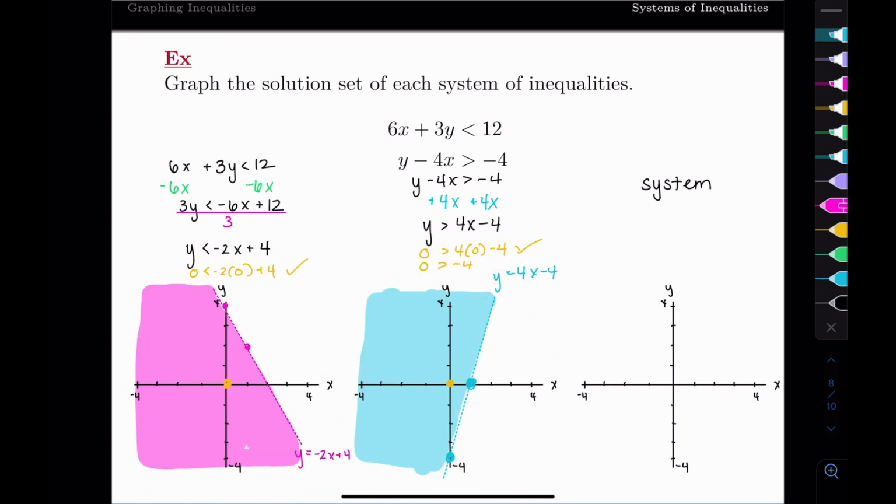But again, combining that to a single graph, I'm going to put both of them on the same piece. So for my first line, it goes through 4, and its slope is negative 2. So it goes here for my first line. For the second line, my y-intercept is negative 4, and my slope is positive 4. So it goes through these two points, and I pick this line. I have to shade to the left of this line, and I have to shade to the left of this line. So the region that is common to the two, that works for both inequalities, is this one right here.